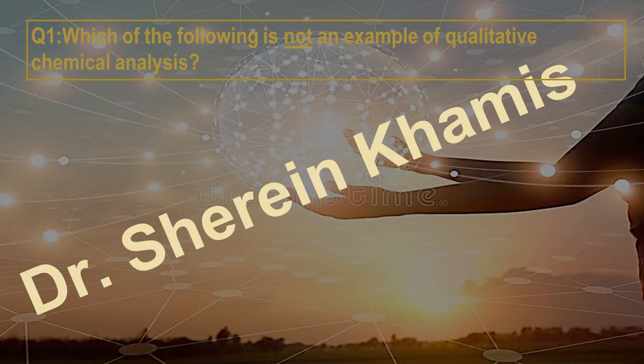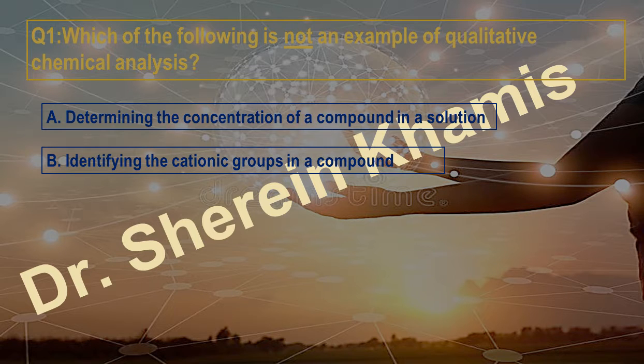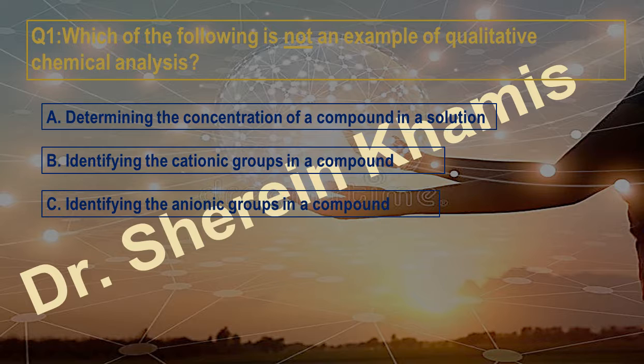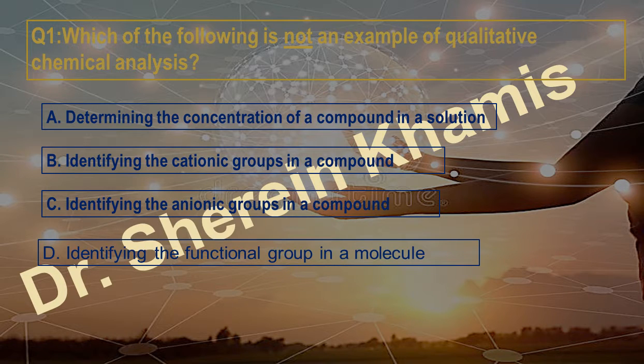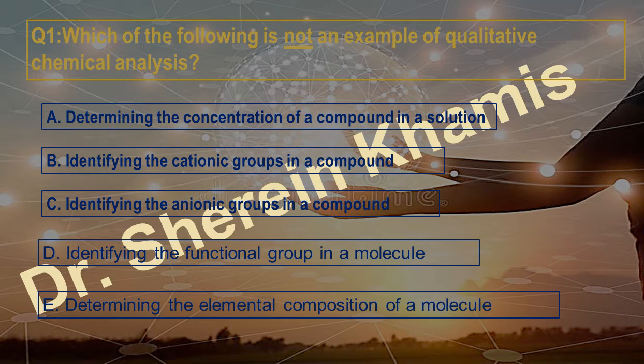Question number 1. Which of the following is not an example of qualitative chemical analysis? We discussed before that quantitative analysis means the amount or the mass. Number 1, determining the concentration of a compound in a solution. Identifying cationic groups in a compound. Identifying anionic groups in a compound. Identifying the functional group in a molecule. Determining the elemental composition of a molecule.